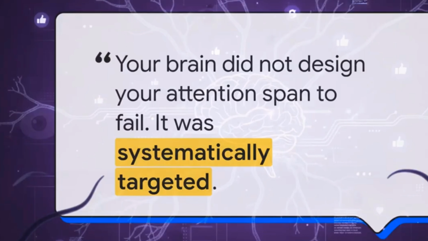Consider this quote from our source material. Your brain did not design your attention span to fail. It was systematically targeted. Really think about that for a second. This framework explains how modern digital interfaces are built to intentionally exploit a very primitive evolutionary glitch in human beings. See, our brains are hardwired for survival, right? Which means we have this primal instinct to constantly scan our environment for sudden changes. And digital platforms completely hijack this exact survival mechanism, literally weaponizing our own evolutionary biology against us.